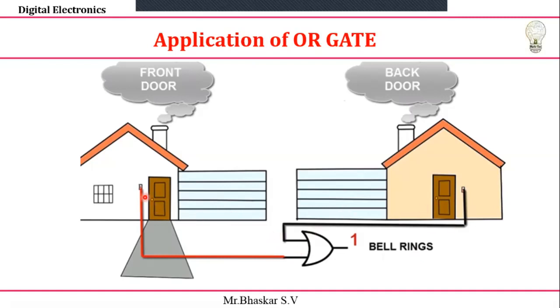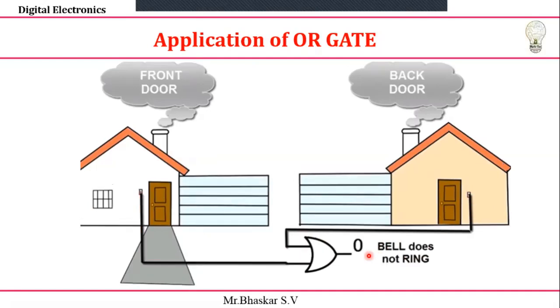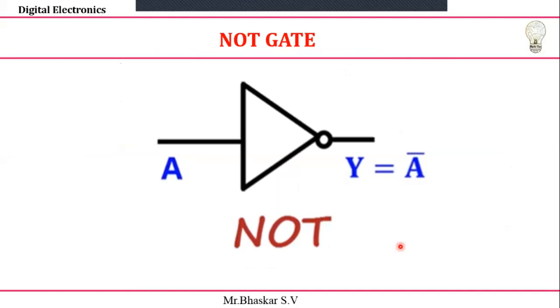Either one, if you ring the front doorbell, it is not an issue, it is 1. If the front one is off, also not an issue, the bell will ring with the back door. If both are pressed, it will also work. If you don't press any bell, my output will be 0, and at that time it's not ringing anything. Okay, this is the application of my OR gate. Next, looking at the next gate. In this case, as you can see, the switch is not on, so the bell does not ring.